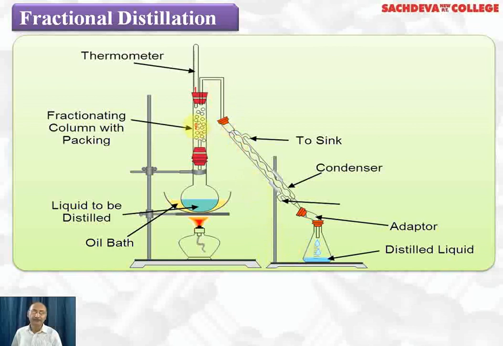After all the vapors of the liquid whose boiling point was 78 degrees centigrade have passed through this side tube, now the vapors of the second liquid whose boiling point is 80 degrees centigrade will rise up and reach the thermometer, and here the temperature shown will be 80 degrees centigrade. Now we will take out the flask with the 78 degrees centigrade liquid and put in a fresh flask in which we will collect the other liquid whose boiling point is 80 degrees centigrade, and those vapors will get condensed and we will be able to get it.